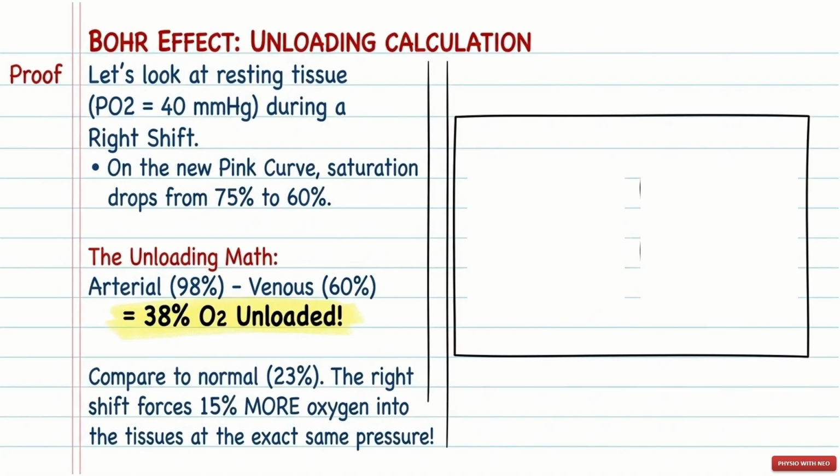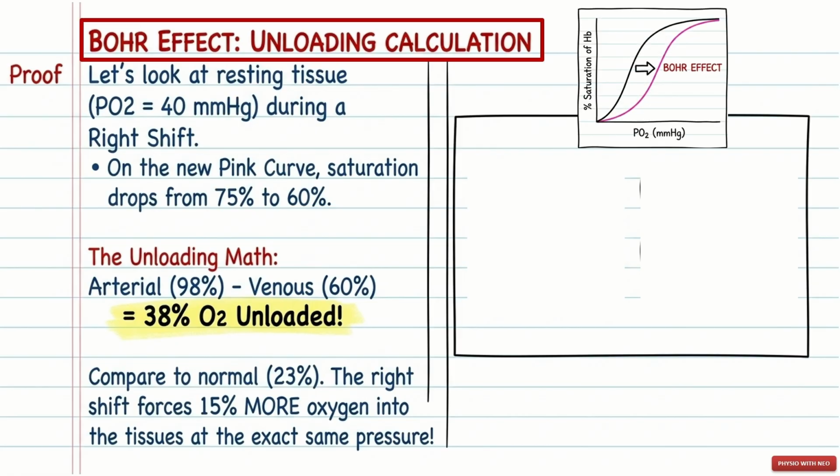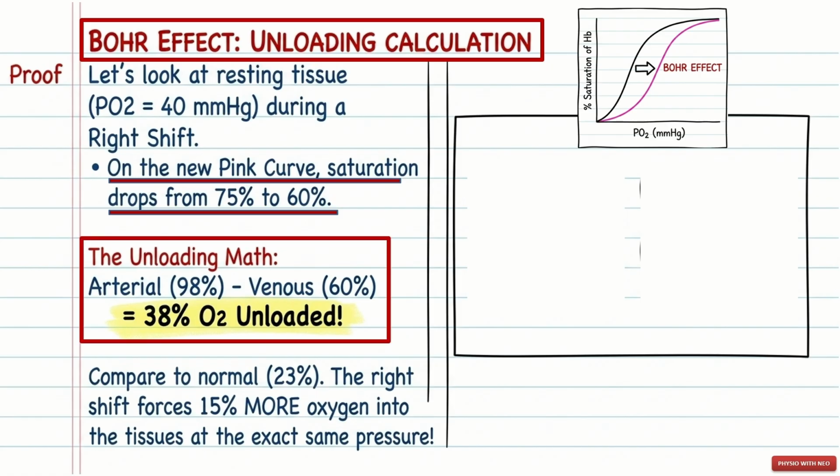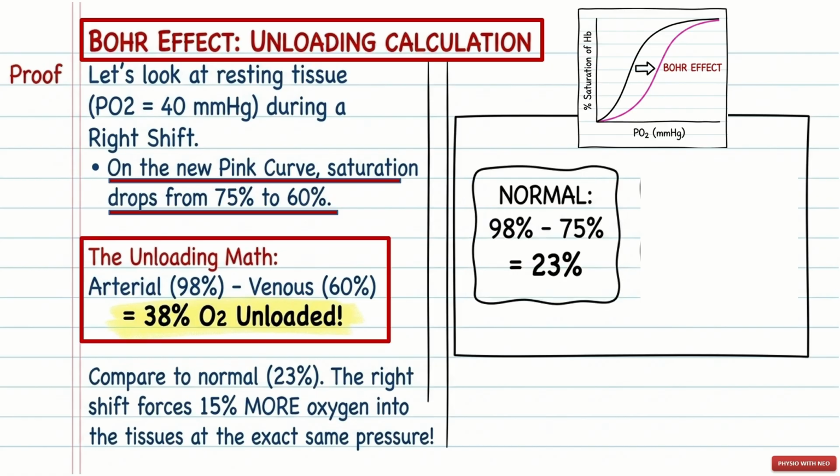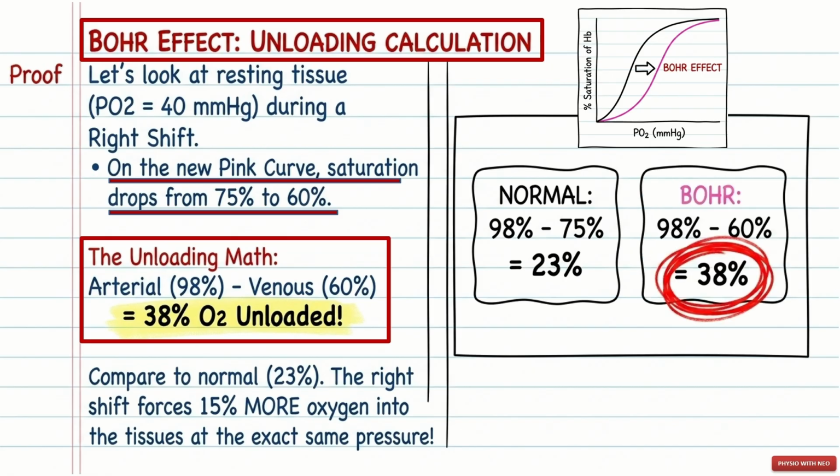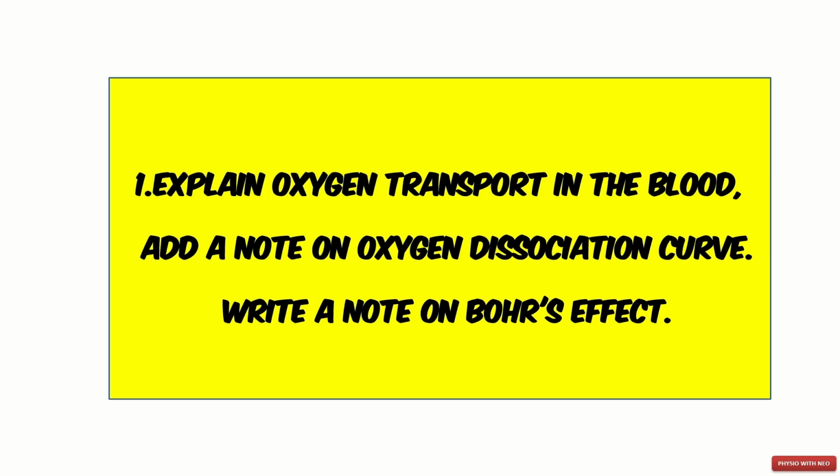Let's understand the unloading calculation of this Bohr's effect. On this new pink curve, saturation drops from 75 to 60, so about 38% more oxygen is unloaded. As compared to the normal, where 23% is unloaded, the right shift forces 15% more oxygen into the tissue at the same exact pressure.